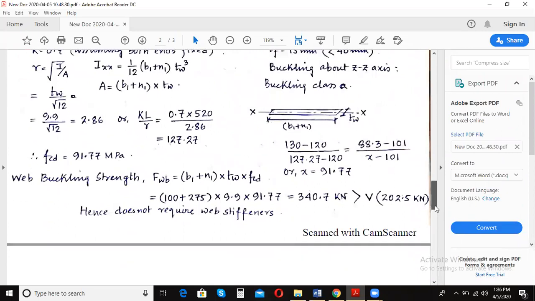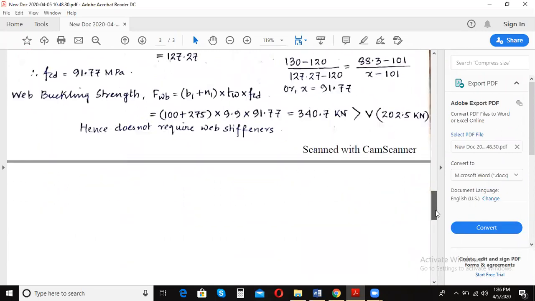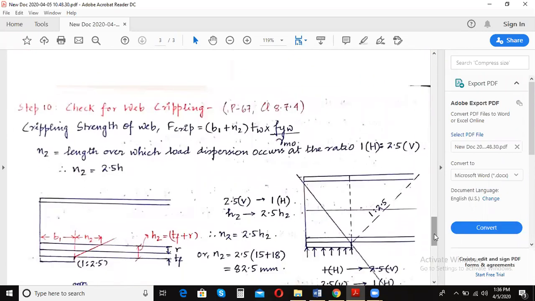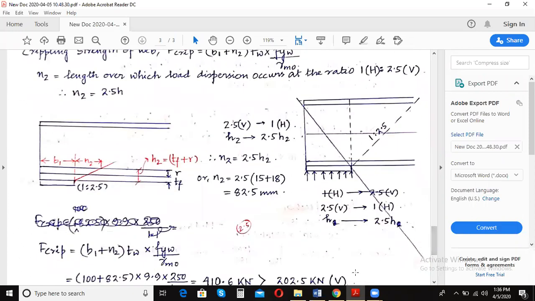In this video, what we are going to do is check whether the beam is safe against web crippling. So before going into the calculations of web crippling stress, let us first see what is web crippling.